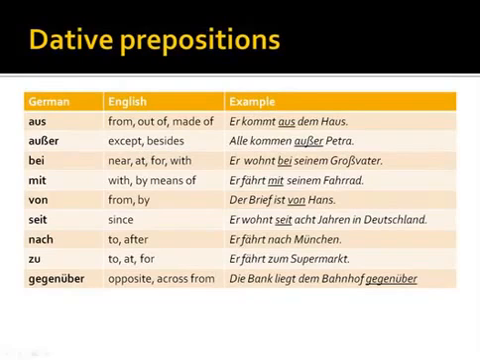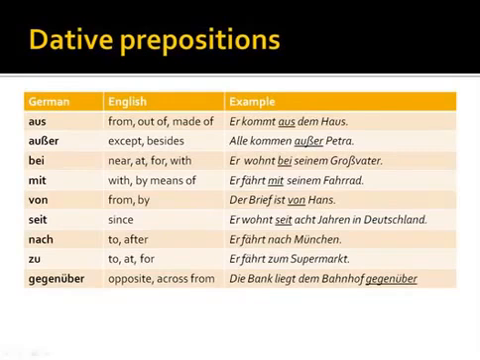Von, der Brief ist von Hans, is from Hans. The letter is from Hans. Let's see, we could also say das Buch ist von mir geschrieben worden, which is a little more complex. What I'm saying is the book was written by me.